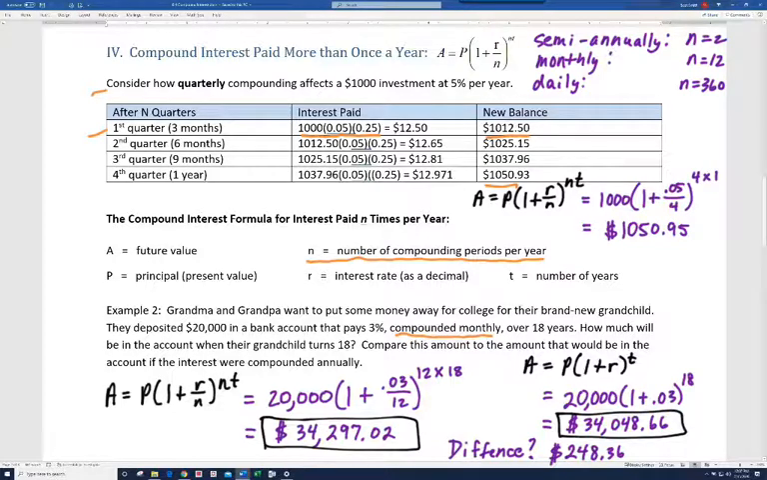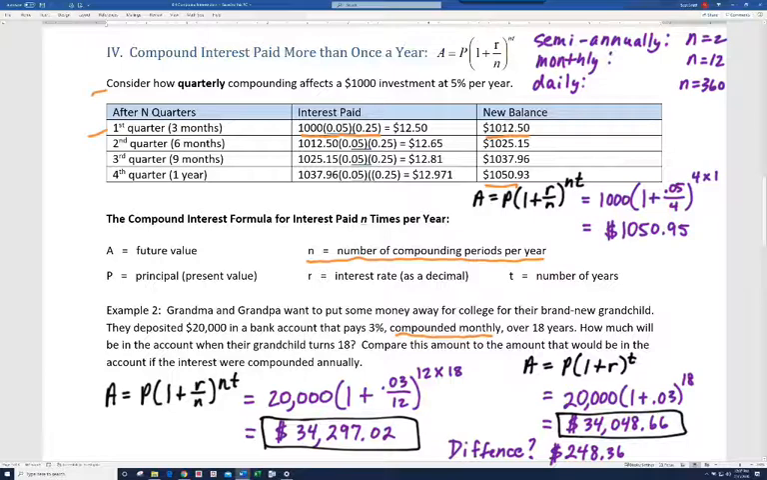So I actually subtracted it, and you find that the difference is about $248.36. Now that's really not a big deal when you're talking about 18 years. I'm going to make $248 more by compounding the interest monthly. However, wouldn't you want the greater amount of money for your granddaughter?